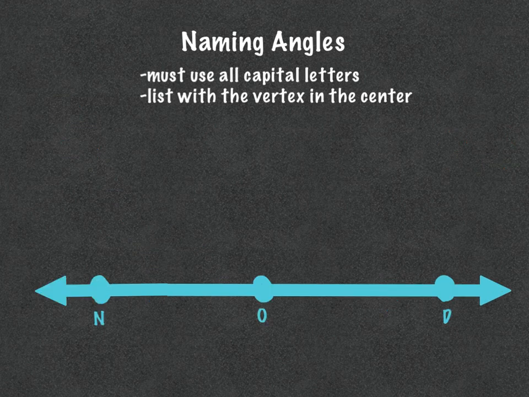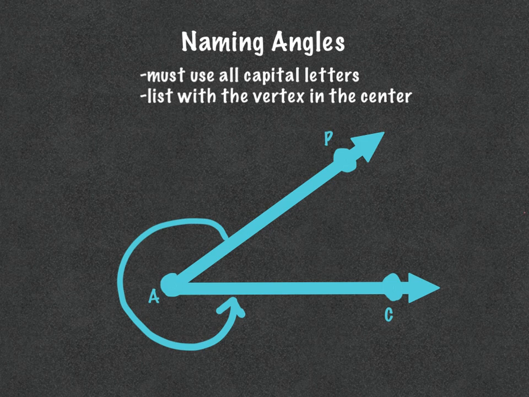If we have a straight angle, again our angle symbol is going to be a little acute angle. So angle NOD or angle DON. Either way, as long as our vertex is in the middle.